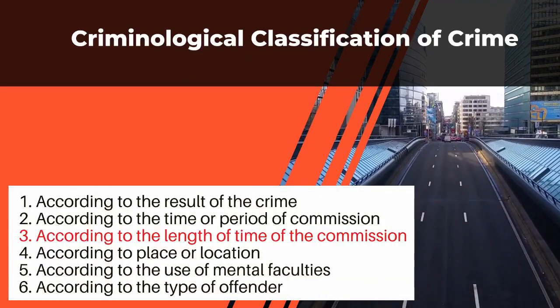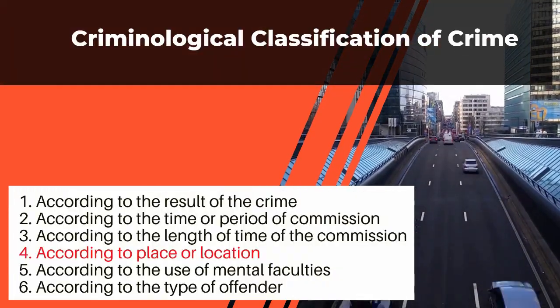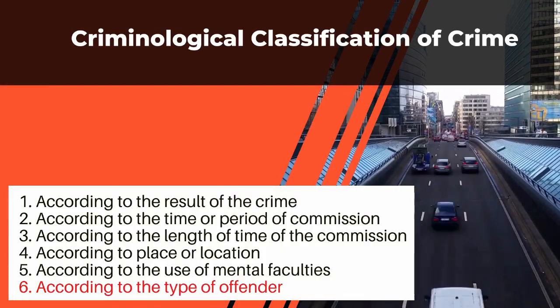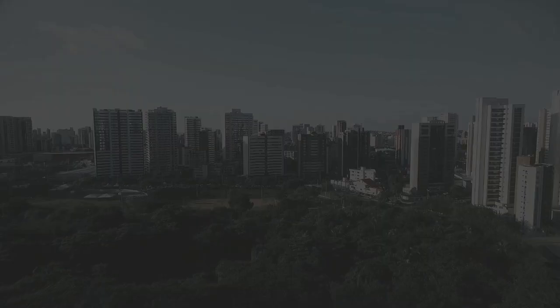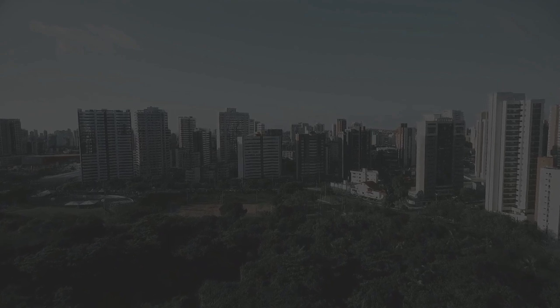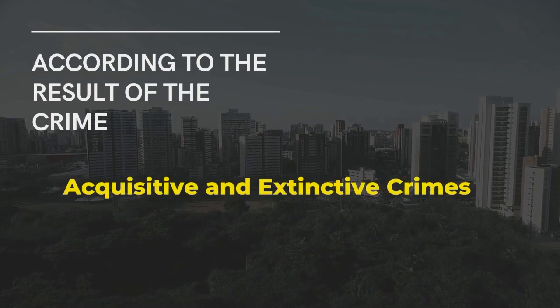According to the length of time of the commission. 4. According to place or location. 5. According to the use of mental faculties. 6. According to the type of offender. Crimes are classified in order to focus a better understanding on their existence. Criminologists consider the following as criminological classification of crimes.